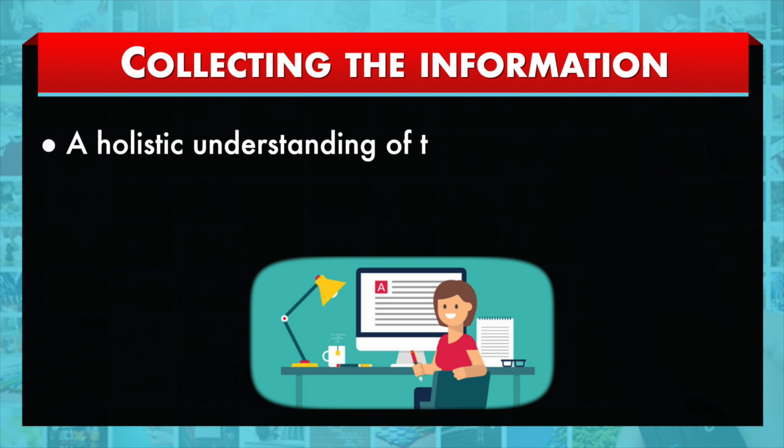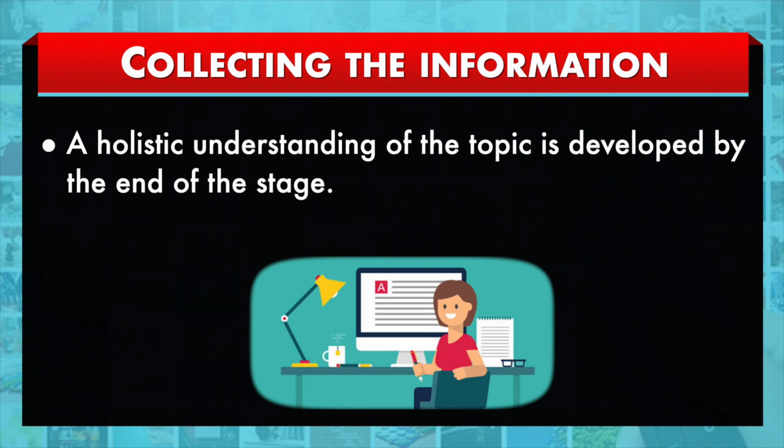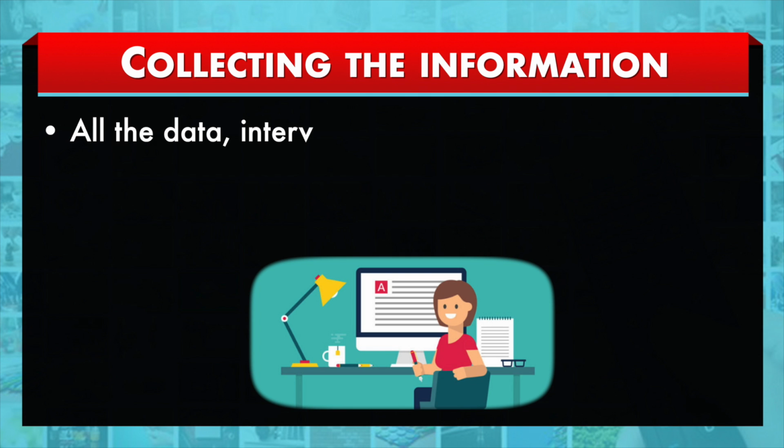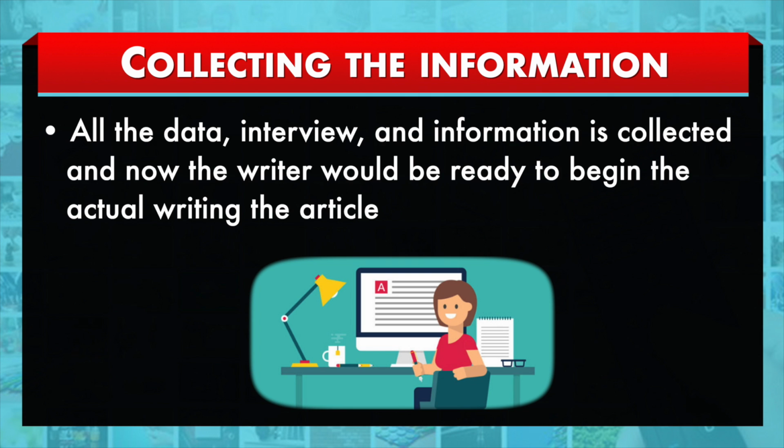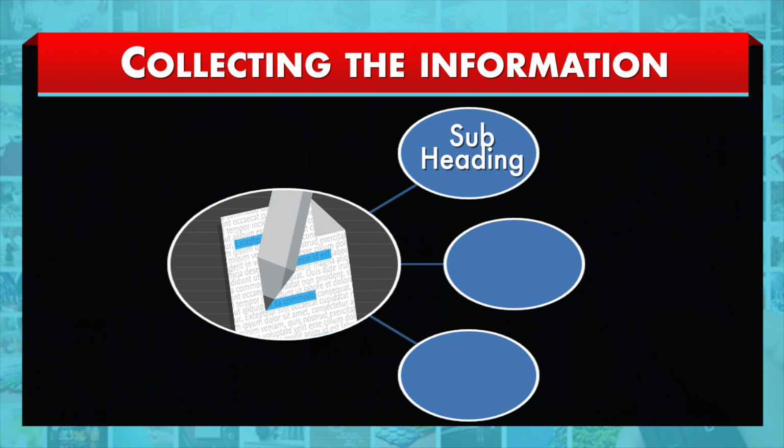A holistic understanding of the topic is developed by the end of the stage. All the data, interviews and information are collected and now the writer would be ready to begin the actual writing of the article for the publication. There will also be clarity on subheadings and main points of the article to be written and also on the quotes given by various sources that will add color and depth to the articles.